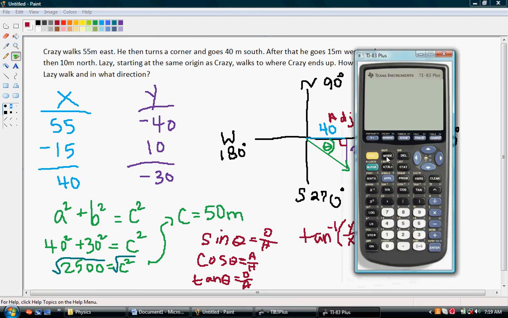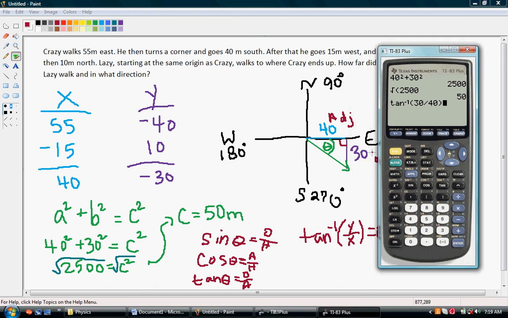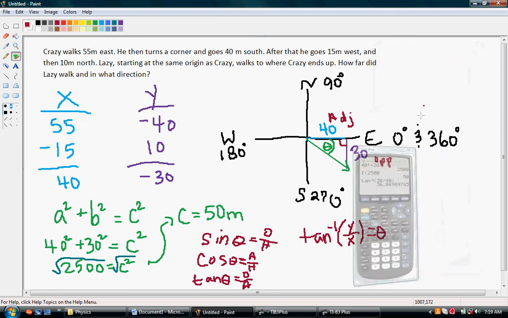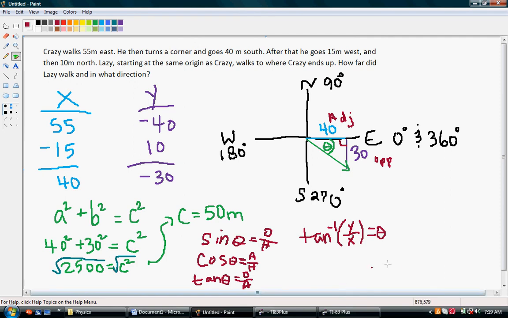And once we do that, we already checked we're in degree mode, so the inverse tangent of y over x, our y has a magnitude of 30, and our x has a magnitude of 40, opposite over adjacent. When we press enter, we get 36.9. So our theta equals 36.9 degrees.